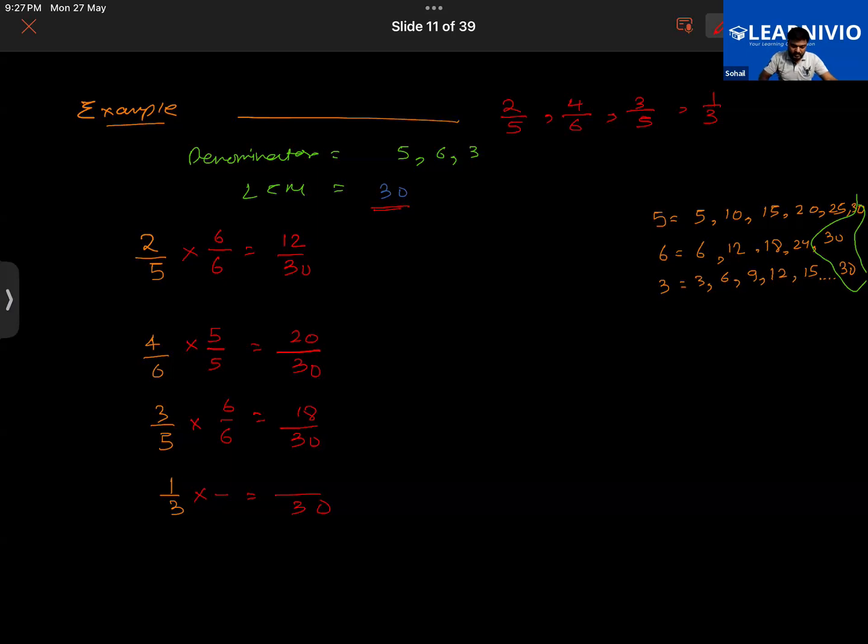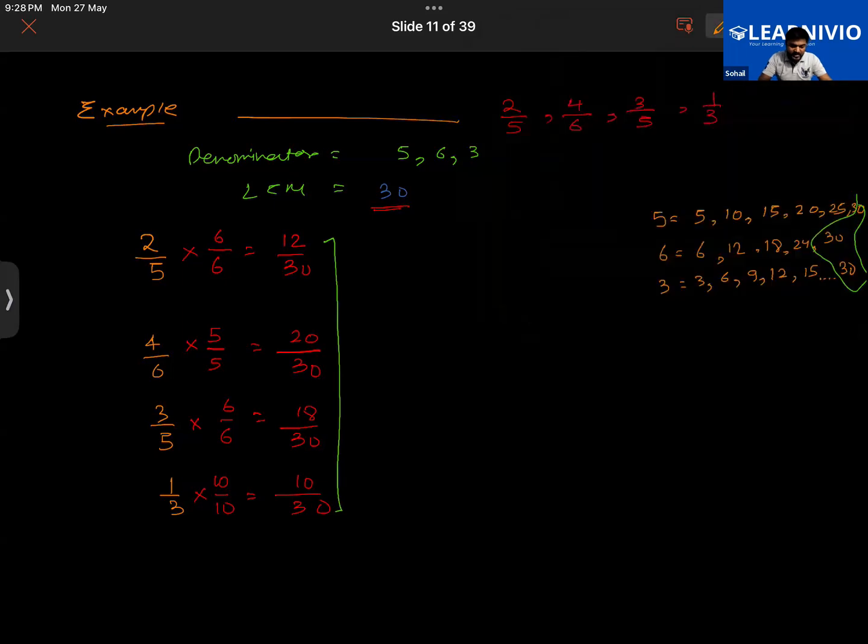Okay, then 1 upon 3. The last one you will be answering. I will not be explaining this one. Answer this one at least. So 3 times 10 equals 30. So the denominator will be 30, and the numerator will also be 10. So it's 10 upon 30. Very good. So now you have the following fractions: 12 upon 30, 20 upon 30, 18 upon 30, and then 10 upon 30.